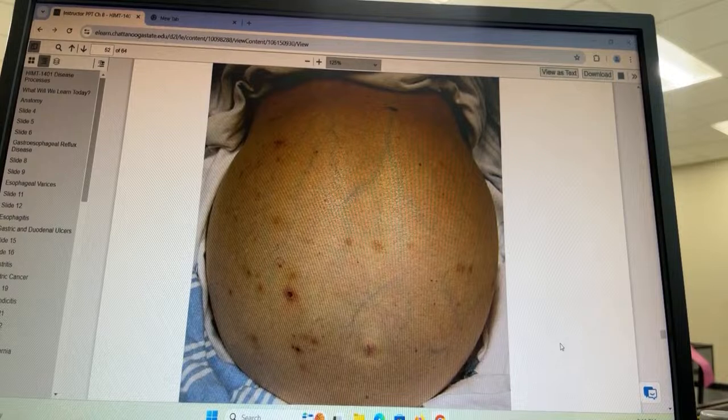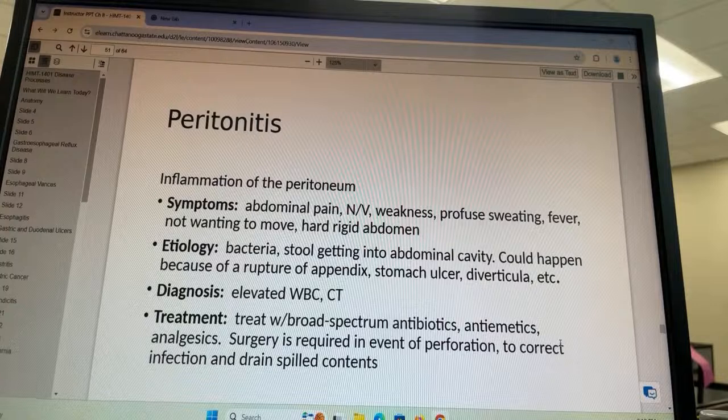Okay, so there's a bunch of fluid, like edema, rushing to the area. The inflammation is making it this swollen. So it looks like this person's about ready to have twins, but they're not. This is just the peritonitis. Very painful, as you can probably imagine.